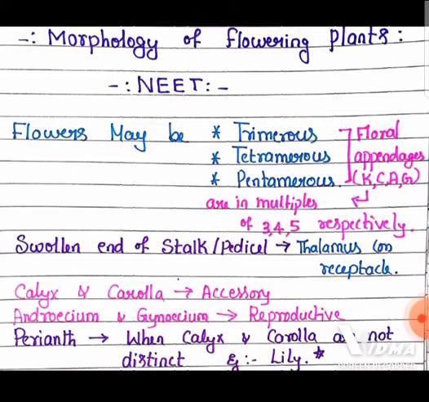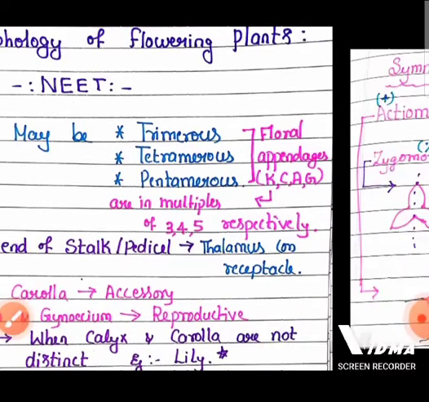And remember, the swollen end of the stalk or pedicel is called thalamus or receptacle. Out of the four appendages of the flower, calyx and corolla are the accessory parts of the flower, whereas androecium is the male reproductive part and gynoecium is the female reproductive part. When calyx and corolla are not distinct, or we can say calyx and corolla are fused, that condition is called perianth. An example is lily, which shows perianth where calyx and corolla are fused.